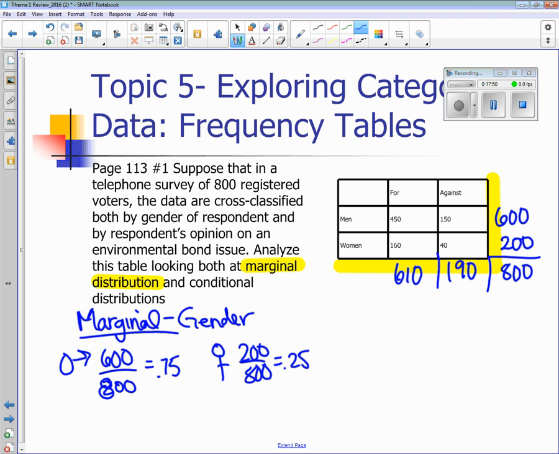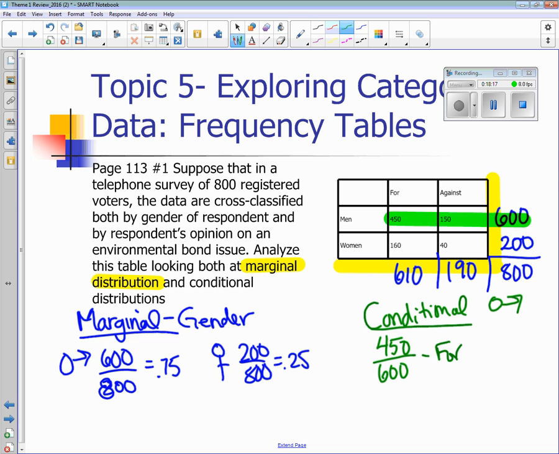If we're talking about conditional distributions, we're actually using the inside of the table. So we would have a conditional distribution for men, for example. We'll do just men. That's going to be 450 out of 600 for, and 150 out of 600 against. You could reduce those. There's more we could write, but I just want to give you an idea of what you divide by for each one. Any questions about that? It's been a while since we've done that.